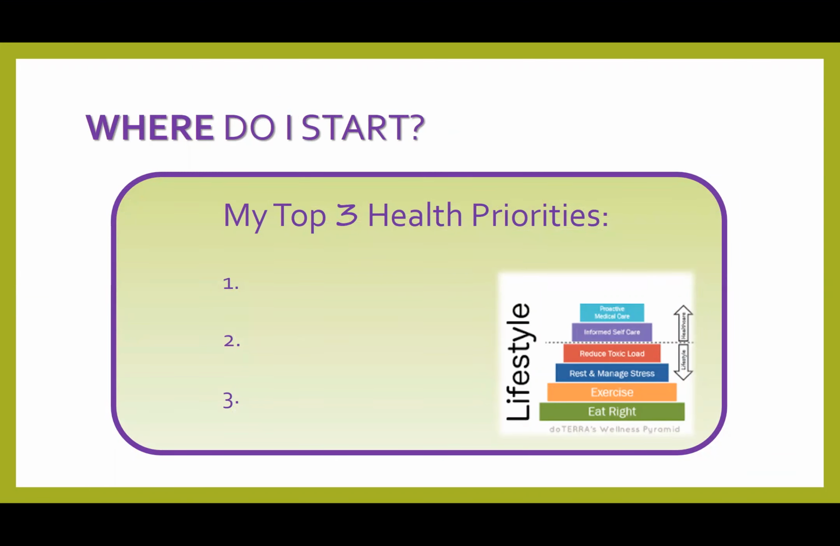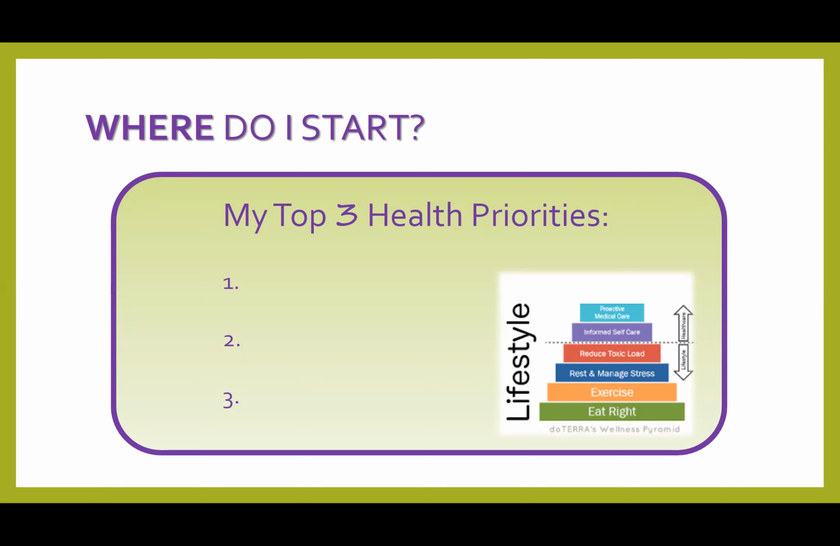So to get started, you're going to want to identify what your top 3 health priorities are. So for example, maybe you're having trouble sleeping, or you'd like to figure out ways to help manage your stress levels, or just kind of ask yourself, is there anything that you're dealing with that's interrupting your day? Asking that question might help you identify your top 3 health priorities.